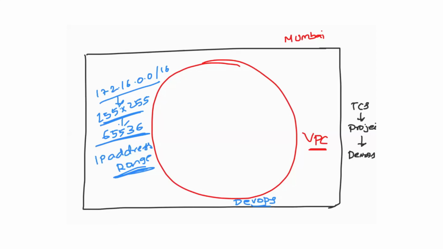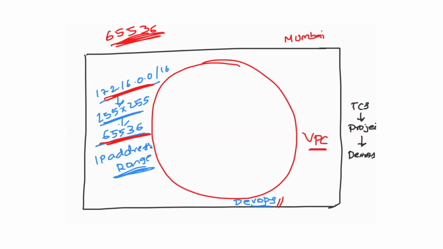So the DevOps engineer will say, hey, for our project in TCS, I need this particular IP address range for the VPC, which means I need 65536 IP addresses. Technically, you can assign these IP addresses to 65536 applications, instances, whatever you would like to call them, right? So this many IP addresses can be allocated using the VPC.